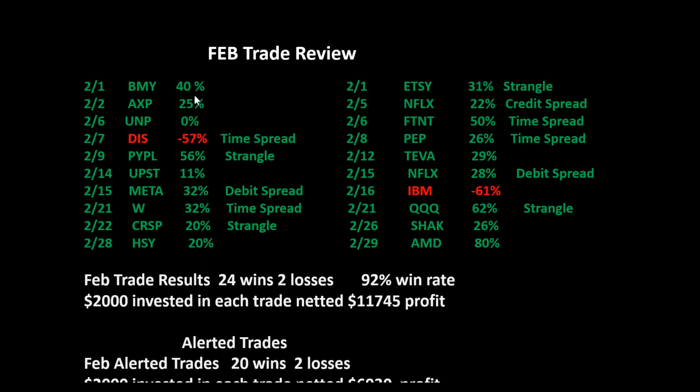Again, percentages pretty much the same. 40, 25. We had a flat scratch here. We had a 57% loss in Disney. But again, PayPal, a nice 56. Very consistent across the board here. Some time spreads. But you can see the consistency, 80% on AMD, pretty nice.